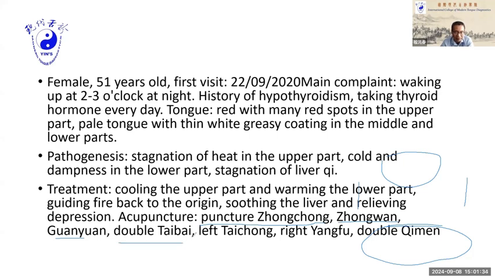Double Taibai is for digestive. Left Taichong is mainly for liver qi stagnation. Yangfu is, we said, for the Shaoyang Dan, energy stagnation. And Qimen. Qimen is mainly for smoothing the liver qi.